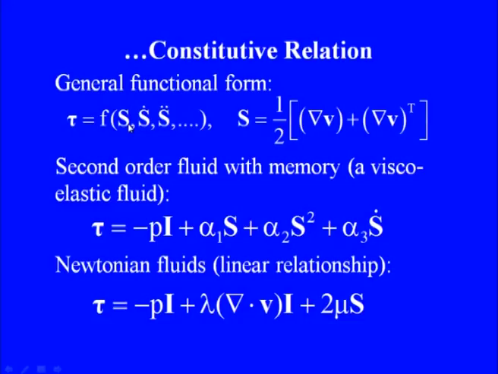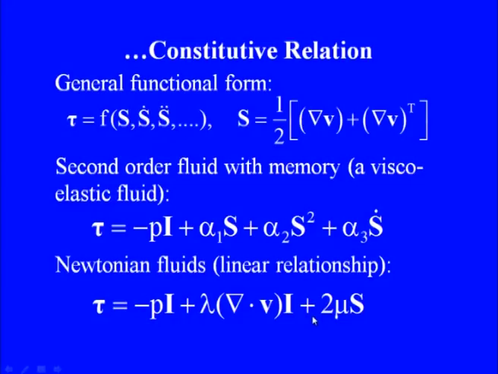strain rate tensor. To give a simple example of this particular functional form, for a second order fluid with memory, which is typically referred to as viscoelastic fluid, tau could be given as minus p into I, where this capital I represents the Kronecker delta or identity matrix, which is a second order tensor with 9 components, plus alpha 1 times S plus alpha 2 times S square plus alpha 3 times S dot. Now here these p, alpha 1, alpha 2 and alpha 3 would depend on the thermodynamic state of the fluid.